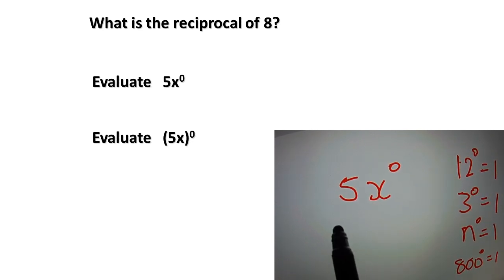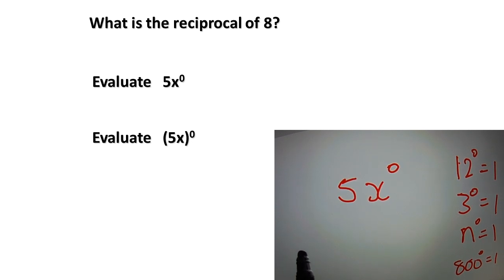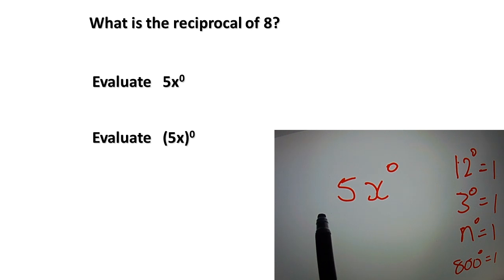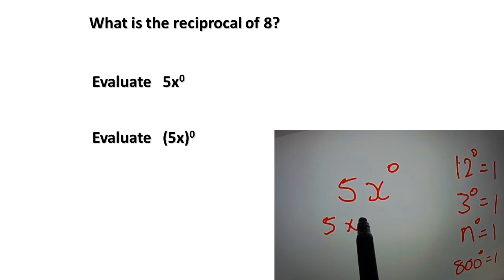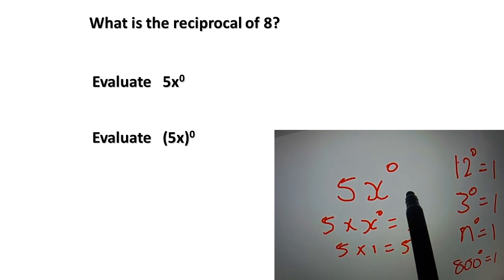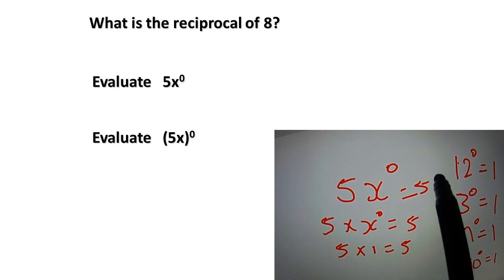But be careful about these two questions. I like these two questions here. One is in brackets, exactly the same, and one is without brackets. So if I look at this here, this is telling me this is 5 times x to the power 0. So in this case, x to the power 0 is 1. So this is 5 times 1. The answer is 5.